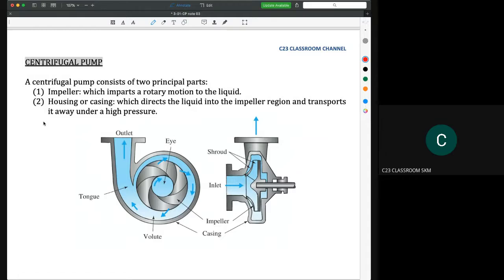Another thing here in the centrifugal pump: because we design it to make sure we have high pressure, the casing here is very important. As you know, if there is leaking in the casing, it will reduce the pressure. When the pressure is lower, your pump doesn't have good efficiency. So in a centrifugal pump, the casing is very important. You must make sure there is no leaking in the casing.